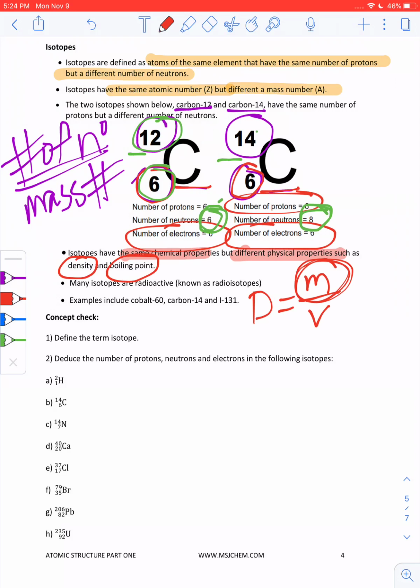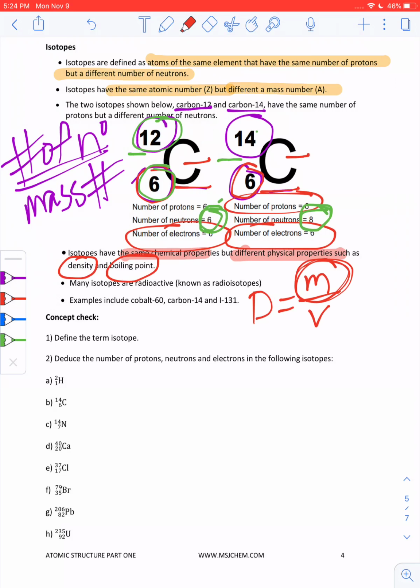So physical properties like density and boiling point are different for isotopes, but chemical properties like how they're going to react, how they're going to form chemical bonds, that is not different because that depends on their valence electrons. And since for these examples, they're both carbon, they're both going to have the same number of valence electrons, so they're going to react the same way.